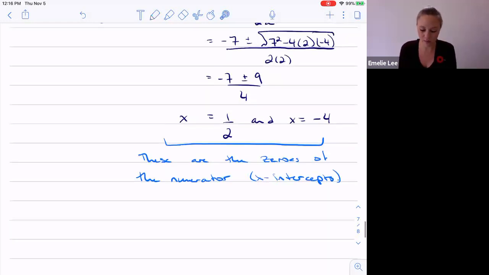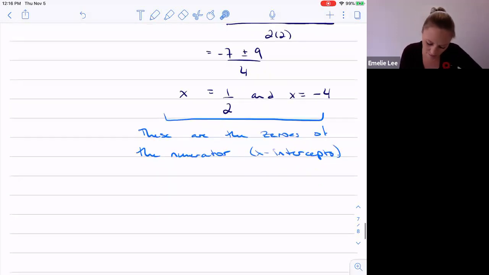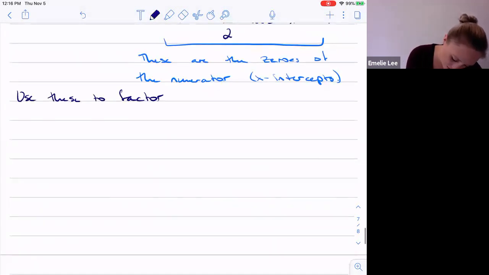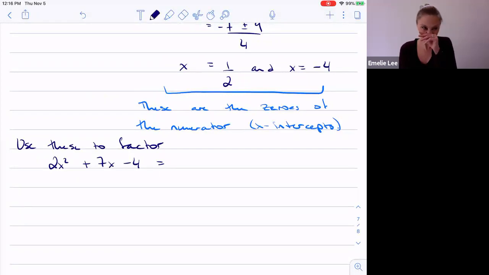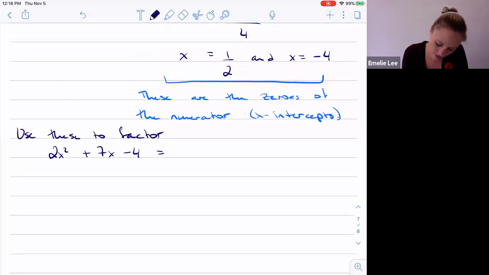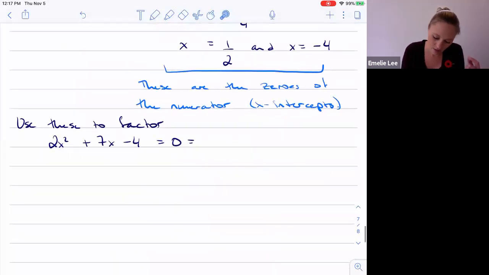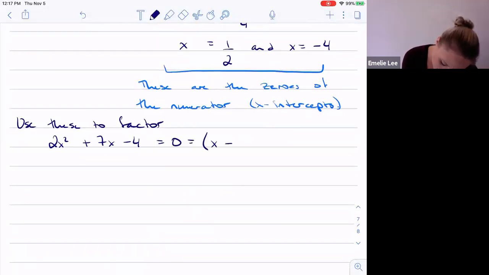Okay, but what I'm working on is trying to write this out as a factor. Use these to factor the original 2x squared plus 7x minus 4. It's going to be equal to 0, right? That's where I'm finding these zeros. What I'm doing is forcing a 0 here because I found the values where this thing is equal to 0. So I'm allowed to do that, and you'll see why in a little bit. So times x minus 1/2 times x plus 4, right?